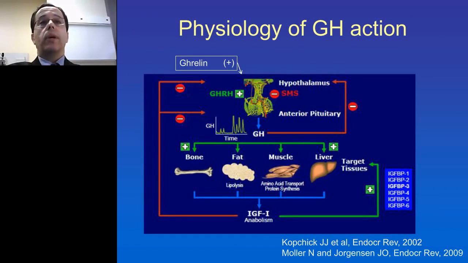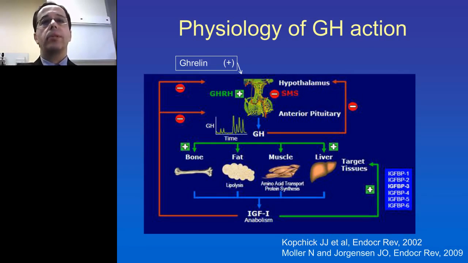So let's talk briefly about growth hormone secretion and physiology. On top here you can see growth hormone produced by the pituitary gland, and growth hormone secretion is stimulated by growth hormone releasing hormone, also known as GHRH, which is of hypothalamic origin. It is inhibited by somatostatin, which is also of hypothalamic origin. There's also another peptide known as ghrelin, which is secreted primarily by your stomach and stimulates growth hormone secretion.